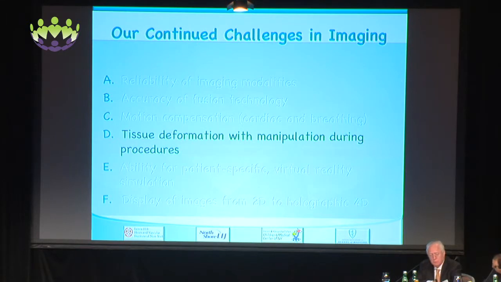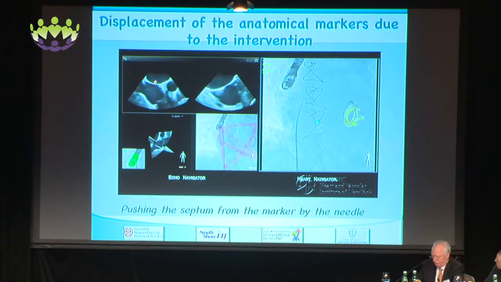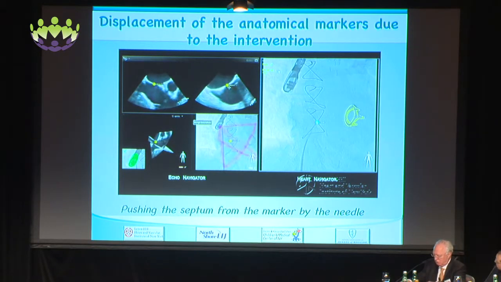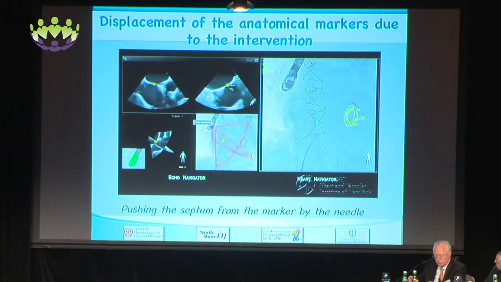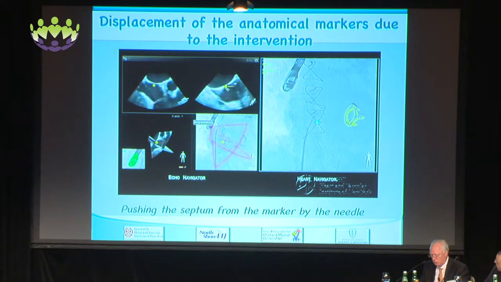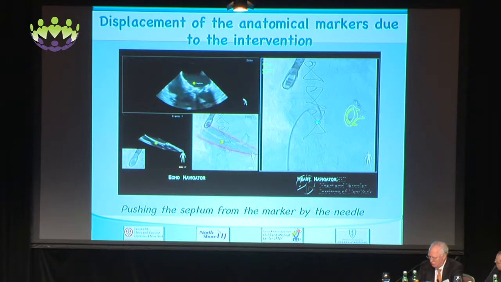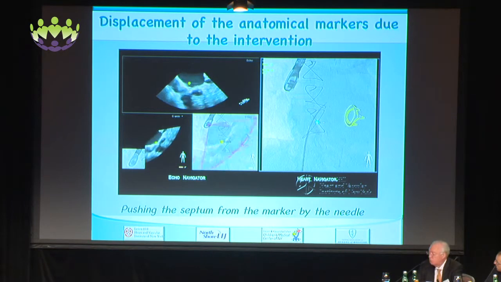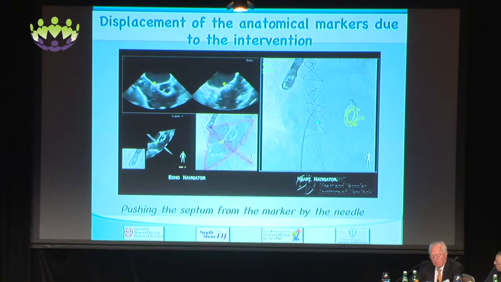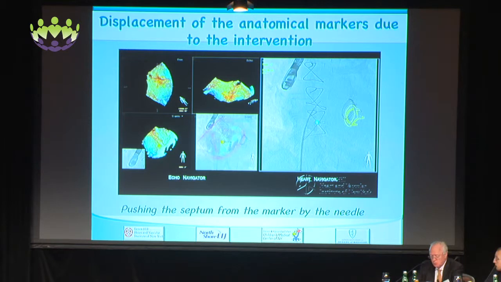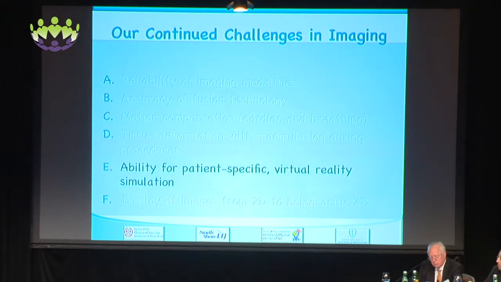The next one is the tissue deformation that occurs during the procedure. You can see that the markers that we put are very accurate, both on the CT on the right-hand side, and the fluoroscopy and the echo on the left-hand side. But when you start pushing with the needle, you're moving those tissues, and those markers no longer correlate. You're only tagging one point in space at one part of the cardiac cycle, and that is a difficulty that needs to be overcome from the computer programming point of view.